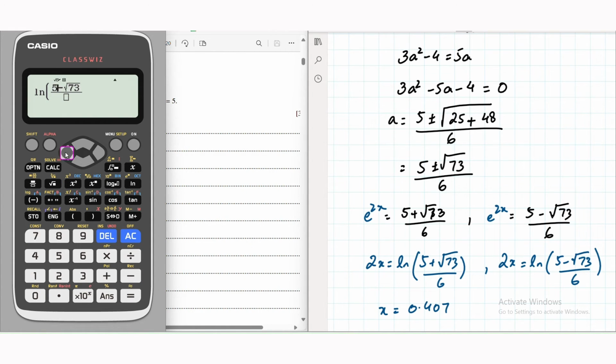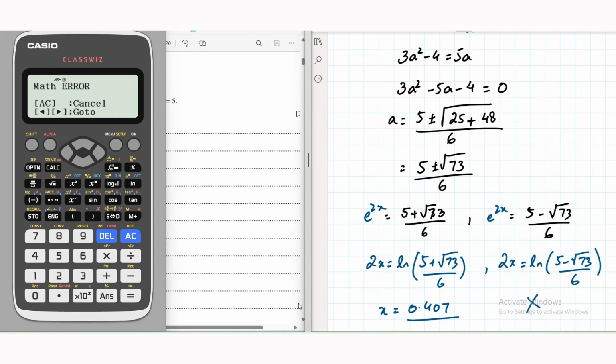Now, for the second answer, we go back to ln of 5 minus root 73. Actually, let's see what the value is first, divided by 6. Now this is coming out to be negative. This will not give us any solution because we cannot take the ln of a negative number. We will get a math error over here. So 0.407 is the only solution for this.